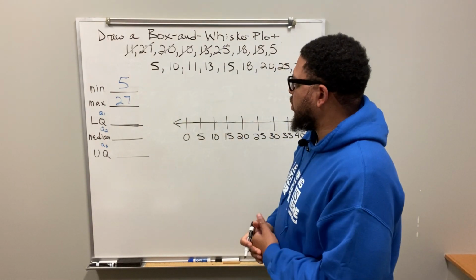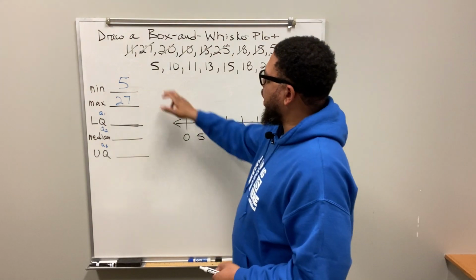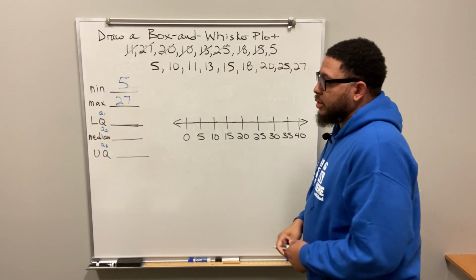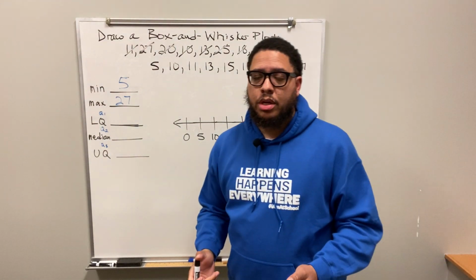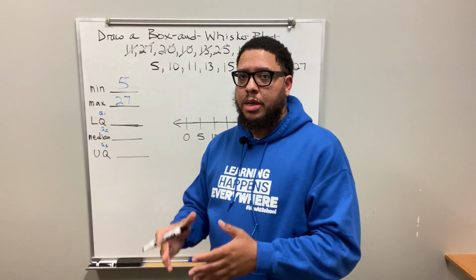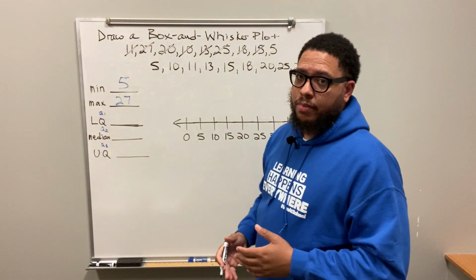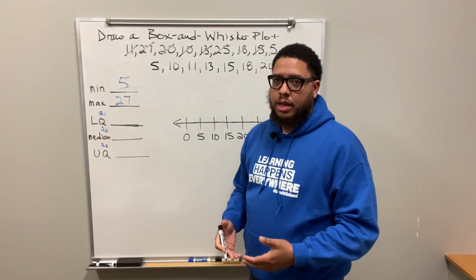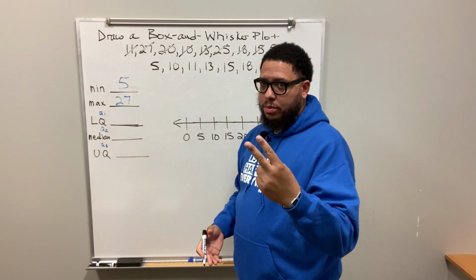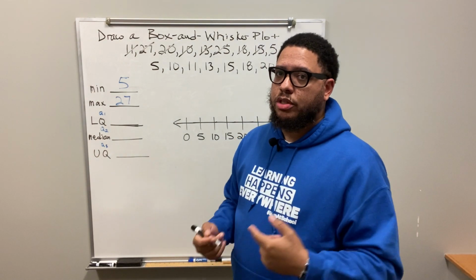Now I need to count out and see how many numbers I have. I got 1, 2, 3, 4, 5, 6, 7, 8, 9. Okay, this one's a little easy because I got 9 numbers. When you have 9 numbers, or when you have an odd number of numbers, your median is in the list. If I had an even number of numbers, then I would have to calculate what the median is by taking the 2 middle numbers and finding the average of those 2.